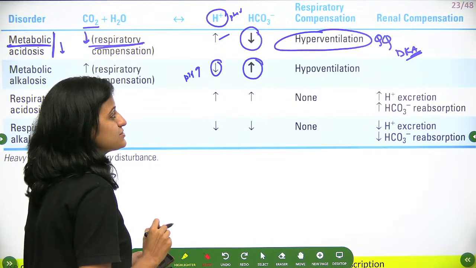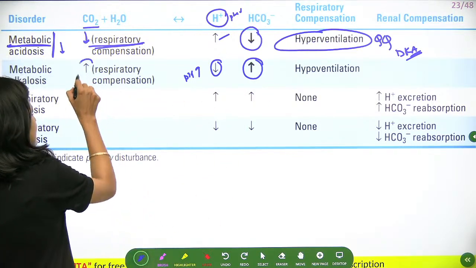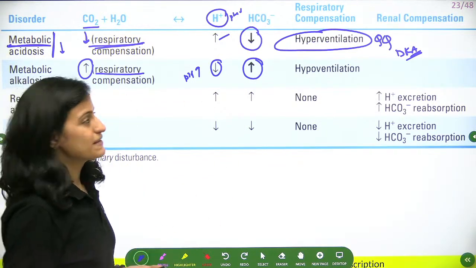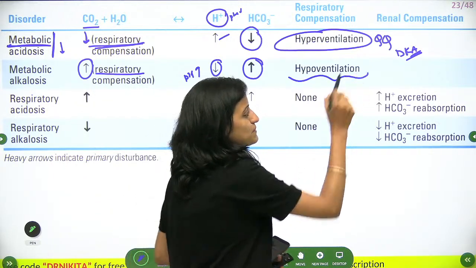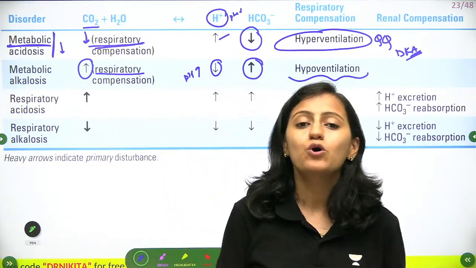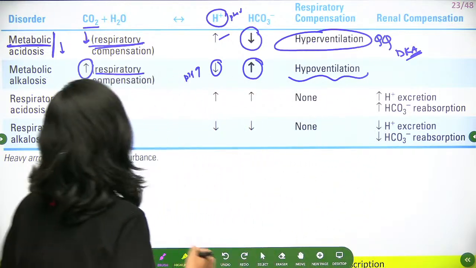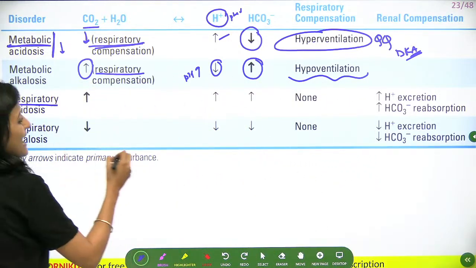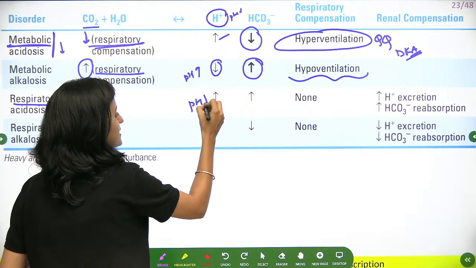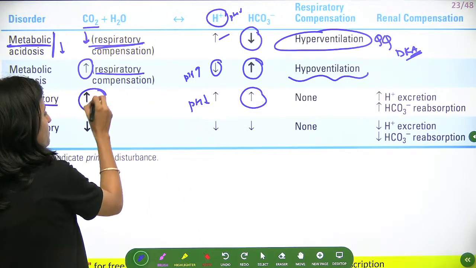Metabolic alkalosis, H plus decreases, that means the pH increases. This is the primary change, increase in bicarbonate. Increase in PCO2 is the compensatory change. The increase in PCO2 is by hypoventilation, that means more CO2 retention. Respiratory acidosis, the pH is going to decrease. The rest of them will be opposite.